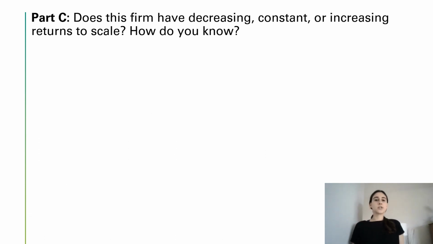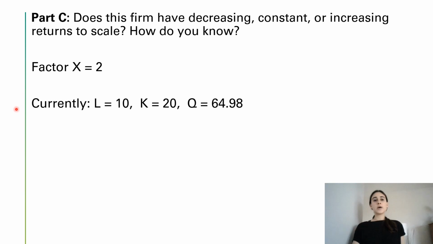Now let's go back to this question. We have to figure out if the firm has decreasing, constant, or increasing returns to scale. So to find this out, we have to multiply inputs by a factor. So in this case, we'll say the factor x is 2. Previously, we had labor at 10, capital at 20, and a quantity of 64.98. So what I will do here is I will multiply labor by the factor of 2, capital by the factor of 2, and see how much quantity I end up with.